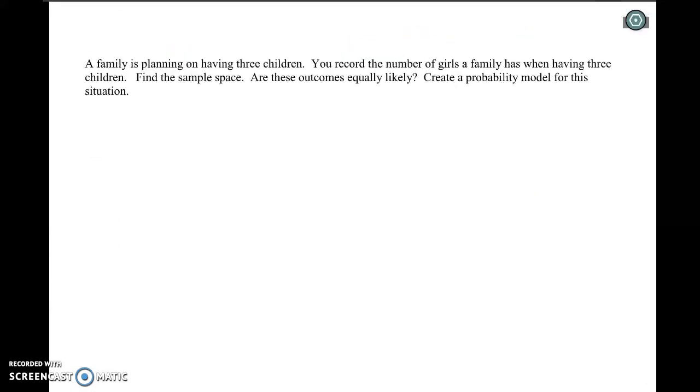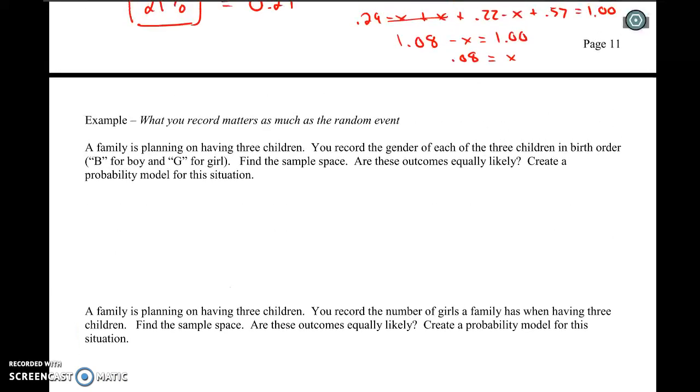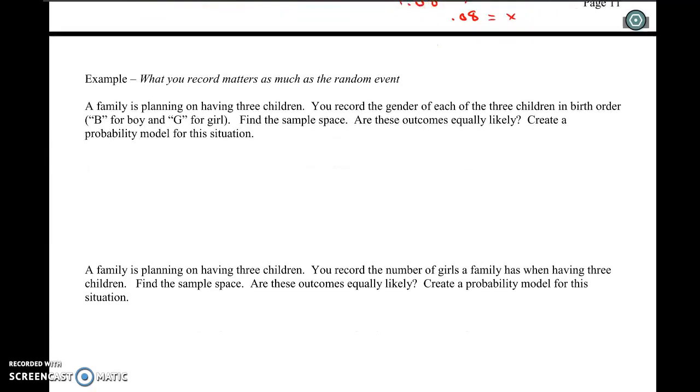All right, we're at 13 minutes and 20 seconds. We're so close to the end. Let's see if we can finish this up. Example: what you record matters as much as the random event. I'm going to stop. I'll just do this last example in the next video.